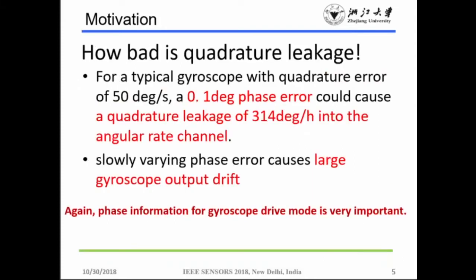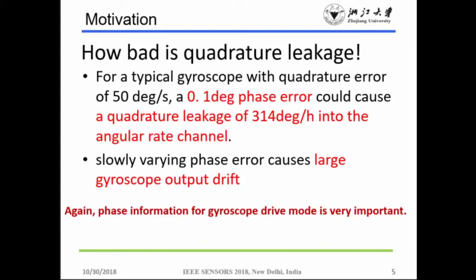How bad is the quadrature leakage? Here are a lot of gyroscope experts, so I'll do a small calculation. For a typical gyroscope with a quadrature error of about 50 degrees per second, a 0.1 degree phase error could cause a quadrature leakage on the order of 300 degrees per hour from the quadrature channel to the angular rate channel. So it is unacceptable for high precision gyroscopes.